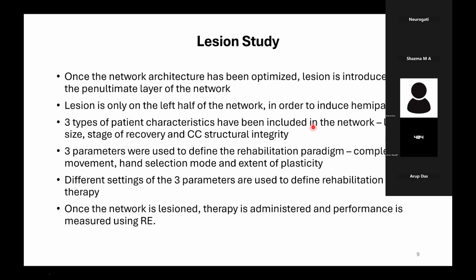In order to do this, we included three types of patient characteristics: lesion size, stage of recovery, and corpus callosal structural integrity. Similarly, we also use three parameters to define the rehabilitation paradigm: complexity of movement, hand selection mode, and the extent of plasticity.